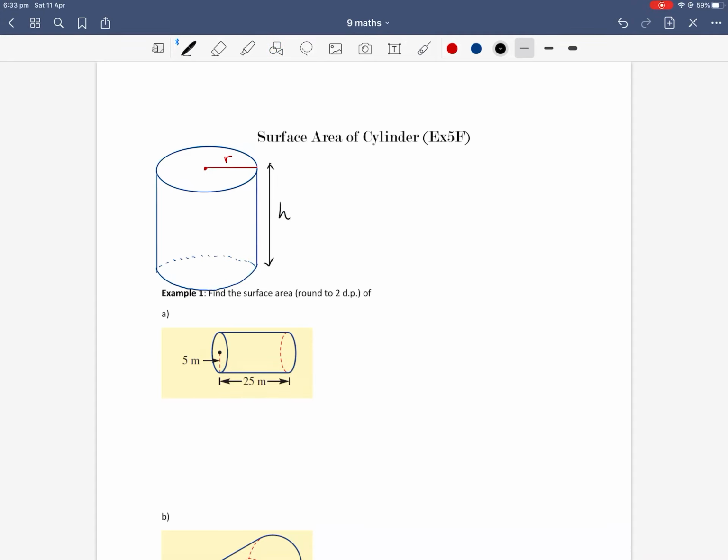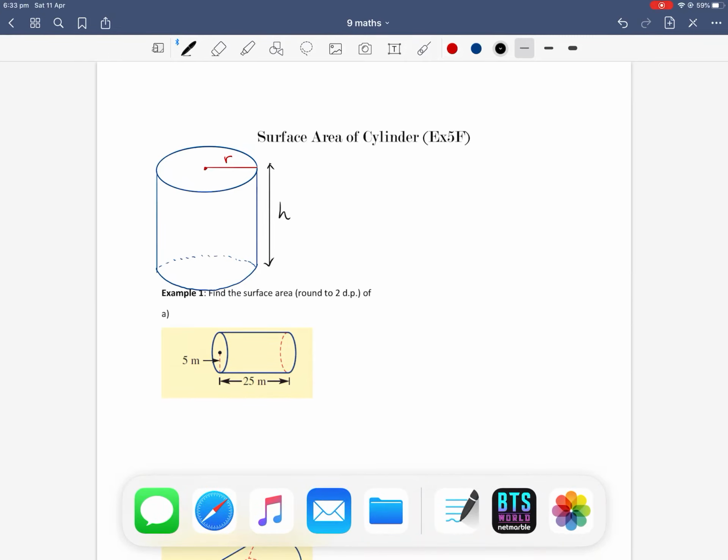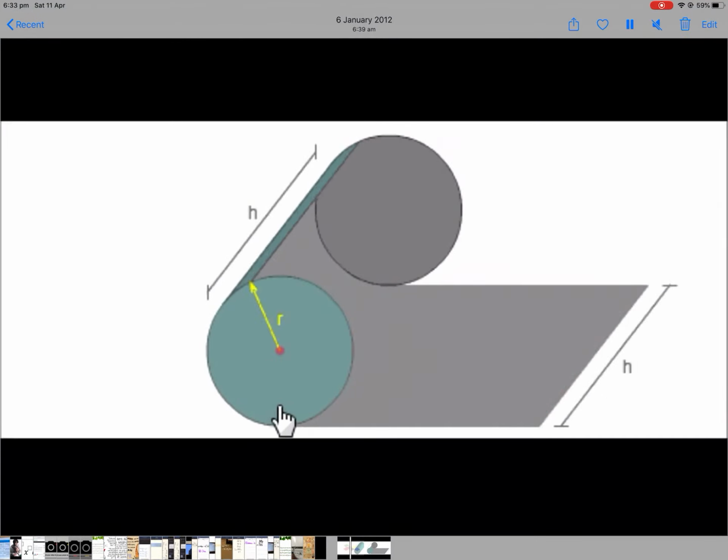So to work out the surface area, we're looking at the total areas of everything in this shape. Essentially, if we had to wrap this Coke can or soup can, how much wrapping paper would we need? So let's have a look at what we get when we unwrap this cylinder. So we're having a look at the net of the cylinder.